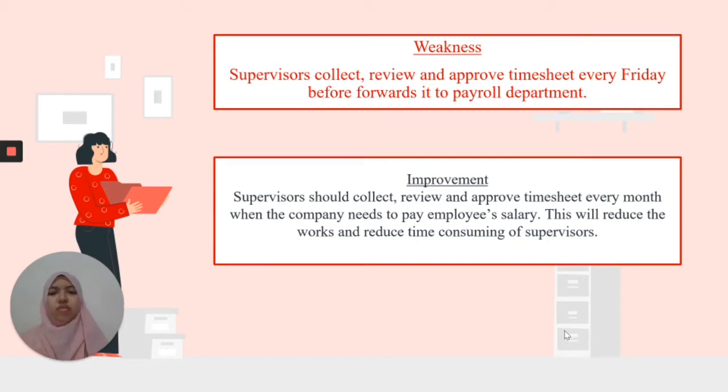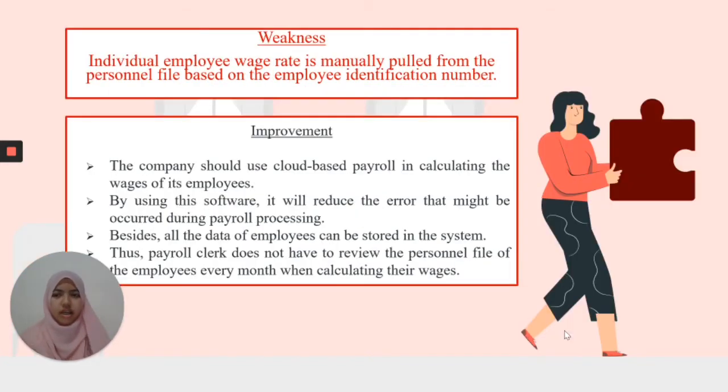So it is time consuming for the supervisors. So we continue with the third weakness is individual employee wage rate is manually pulled from the personal file based on the employee identification numbers. As we can see the word manually, we can say that there is a weakness.